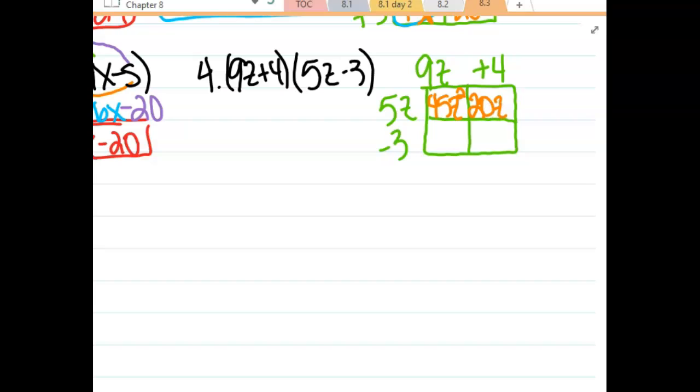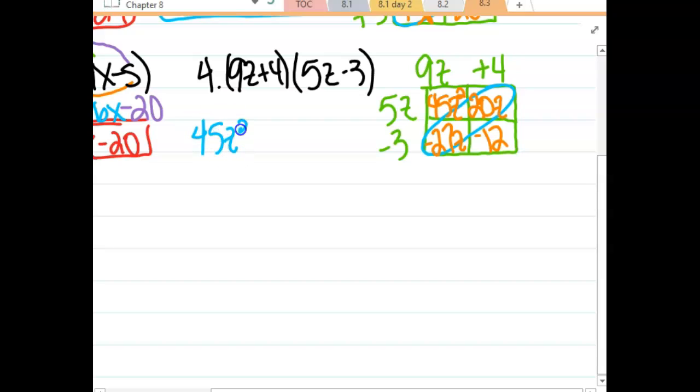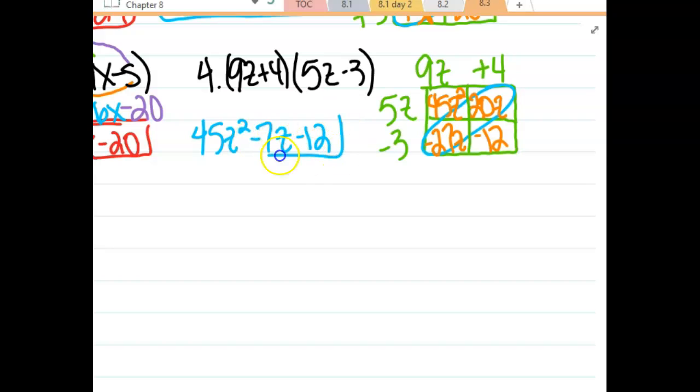Okay, this box down here, 9z times negative 3. So 9 times negative 3 would be negative 27z. And then my last box, negative 3 times 4 would be negative 12. And then whenever I add all of these together, notice, like I kind of mentioned, the only things I can combine are those two. So we're going to start with the 45z squared, 20z, and negative 27z. Negative 27 and 20 gives me negative 7z, and then my minus 12.